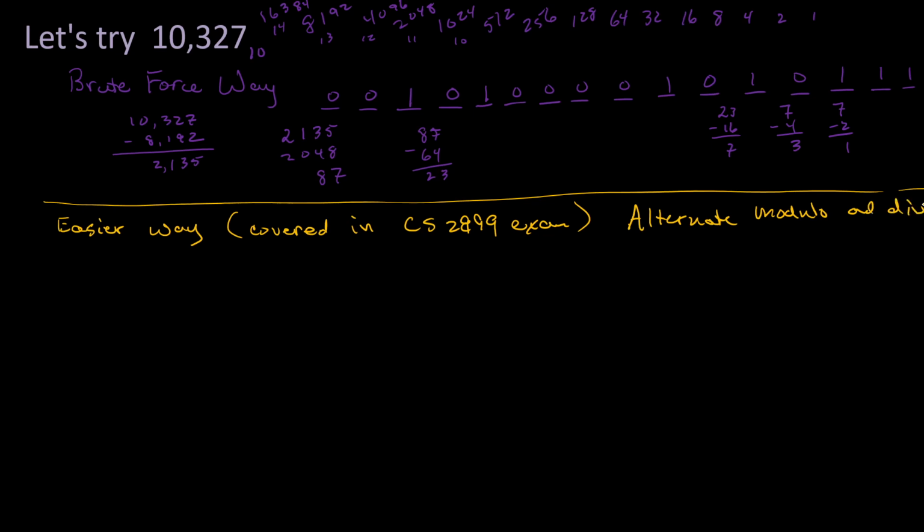modulo and integer division. So if I have 10,327, I usually write it this way. I just write the number down. And this will be my quotient and remainder. Now I'm going to convert from base 10 to base 2.